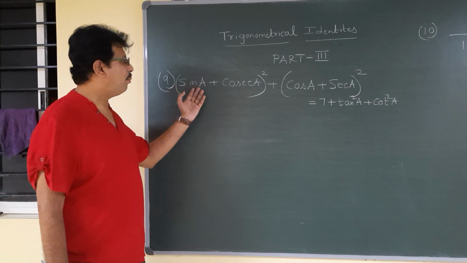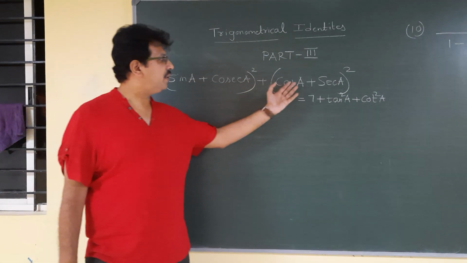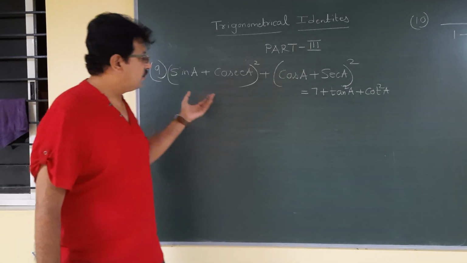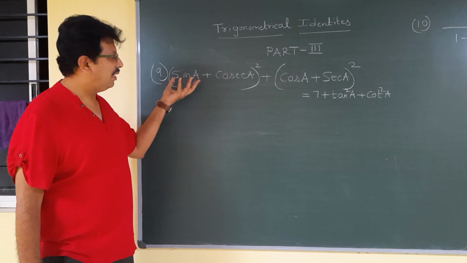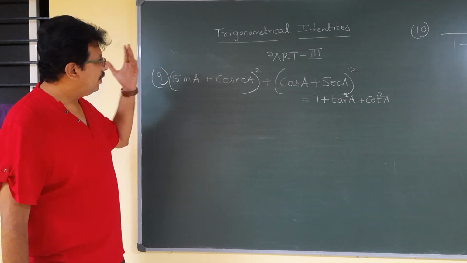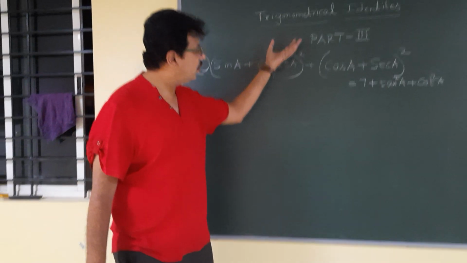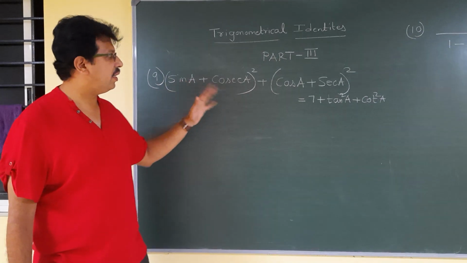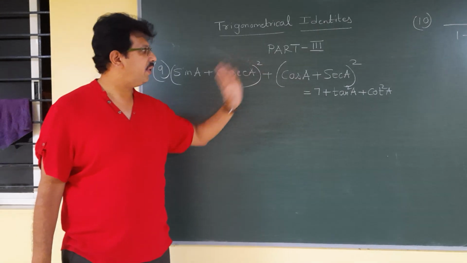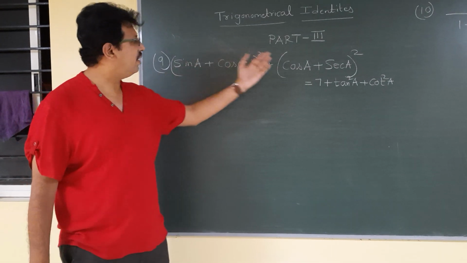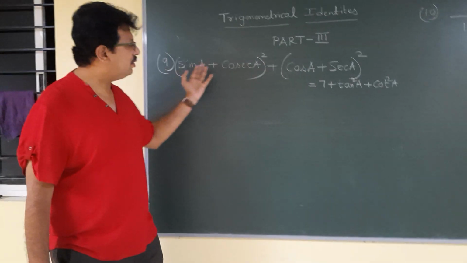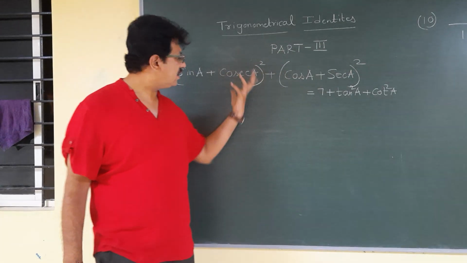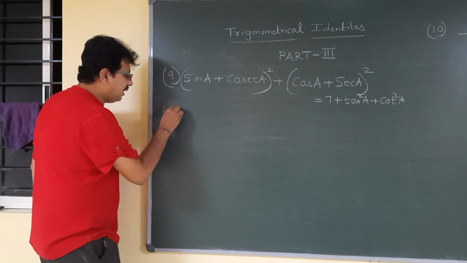The next problem is sin a plus cosec a whole square plus cos a plus secant a whole square is equal to 7 plus tan square a plus cot square a. So children, you need to think about the left hand side here, because if you observe, it is a plus b whole square. You cannot use the formula a plus b whole square plus a minus b whole square, as it is not a minus a, and of course here a is sin a and here it is cos a. So for both these terms you have to use a plus b whole square. So let us start with taking the left hand side, LHS.